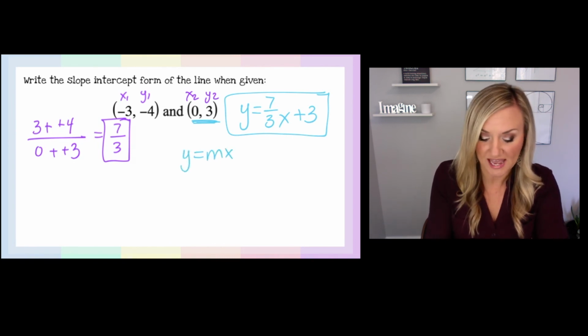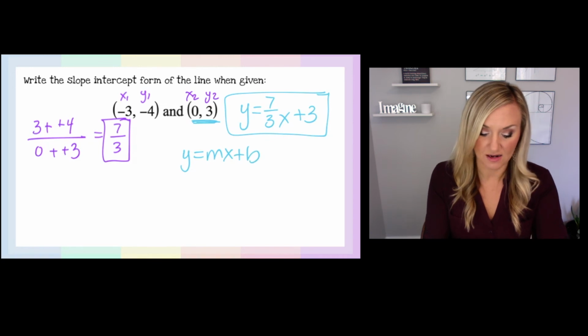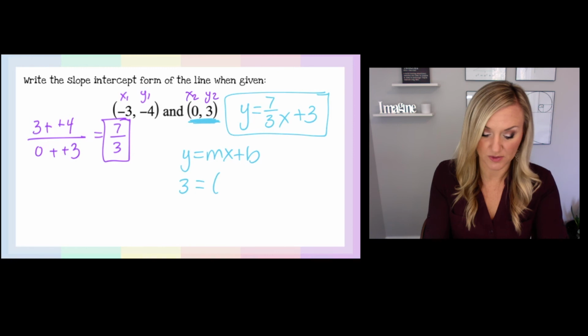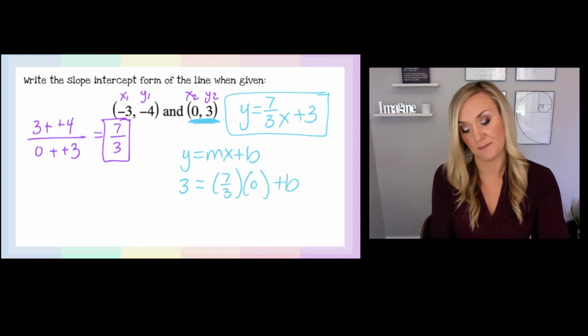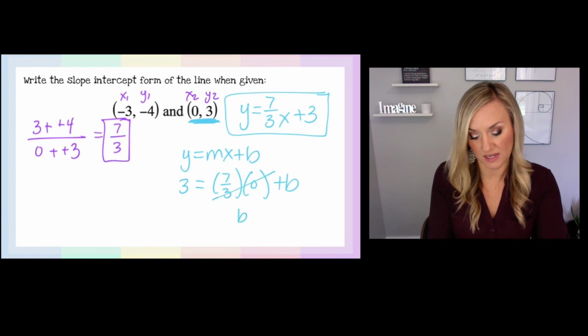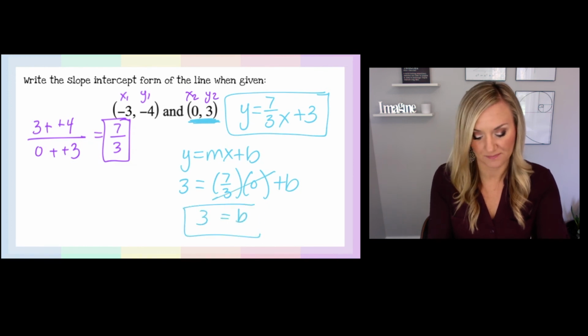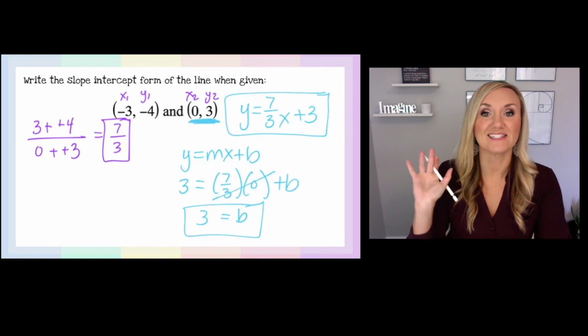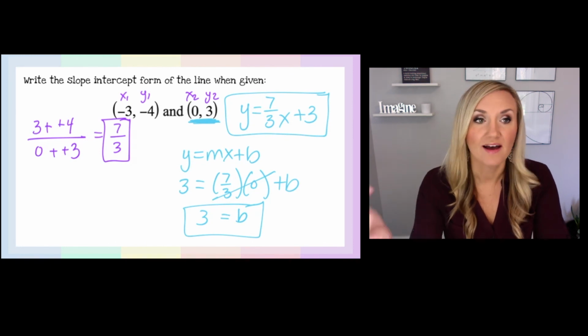y equals mx plus b, and I'm choosing this point, so I'm going to say 3 equals, my m is 7 over 3, my x is 0 plus b, and those will cancel, and b equals 3. All right, so let's do one more.